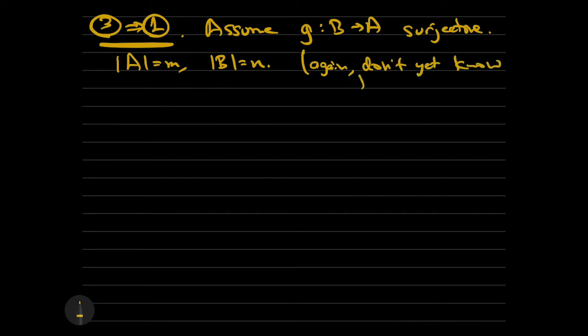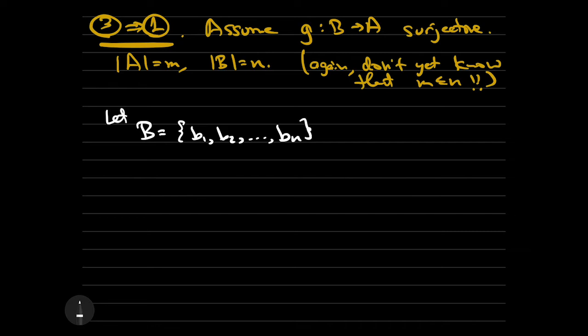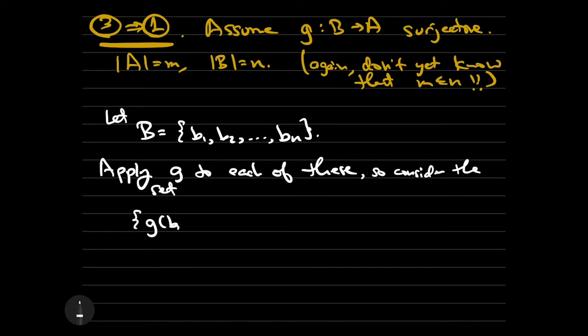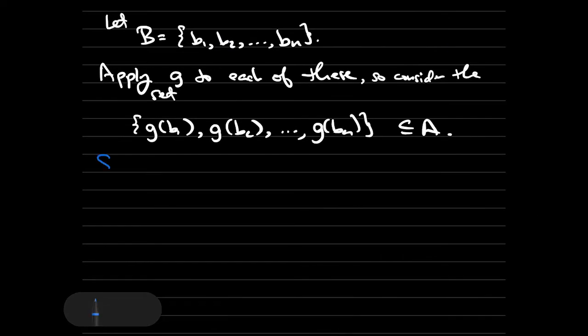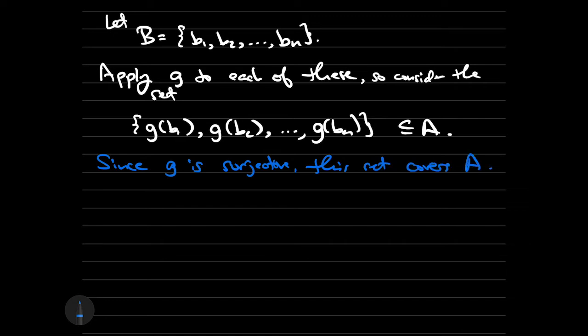Now label the elements of B as b1, b2, all the way up to bn. Now consider the set of elements g of b1, g of b2, all the way up to g of bn. These all lie in A, and moreover, since g is surjective by assumption, this set completely covers A. But note, this means that A can have at most n elements, because it's covered by n elements. It could have fewer if some of those are the same, but it doesn't have more. Therefore, we've proved that the size of A is no larger than the size of B, and we are done.